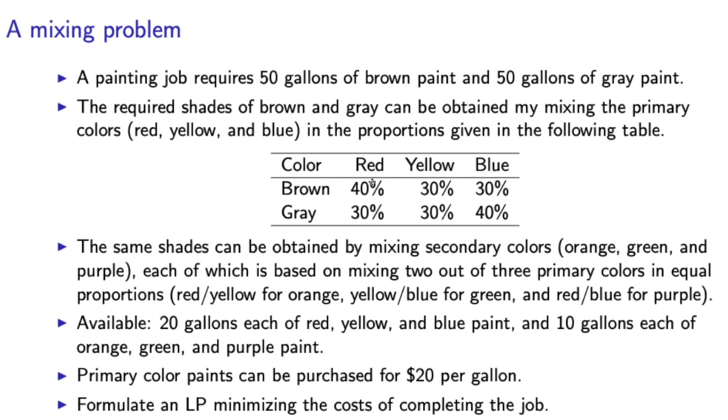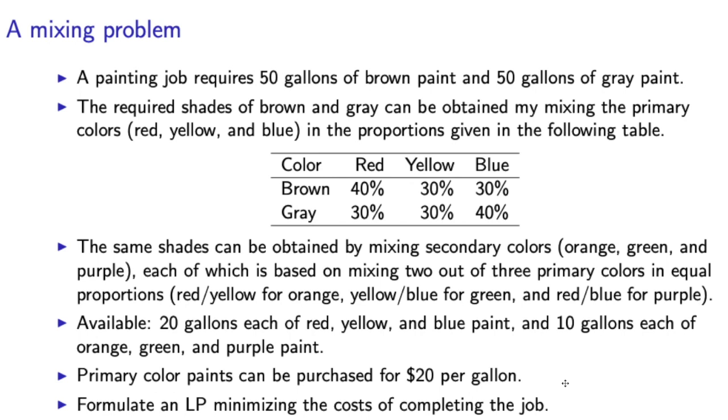So we'll be lacking at least 10 gallons, perhaps more, depending on whether we'll be able to use all of the available paints in order to obtain the right shades of brown and gray. So we know for sure that there will be some deficit to cover, and this deficit will be at least 10 gallons. In order to cover this deficit, we can purchase any of the primary color paints for $20 per gallon. Our goal is to minimize the amount of new paint that we need to purchase in order to complete the job.